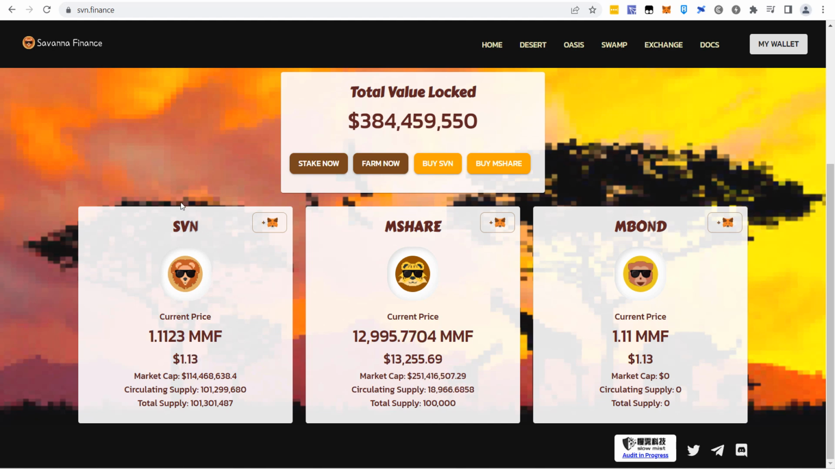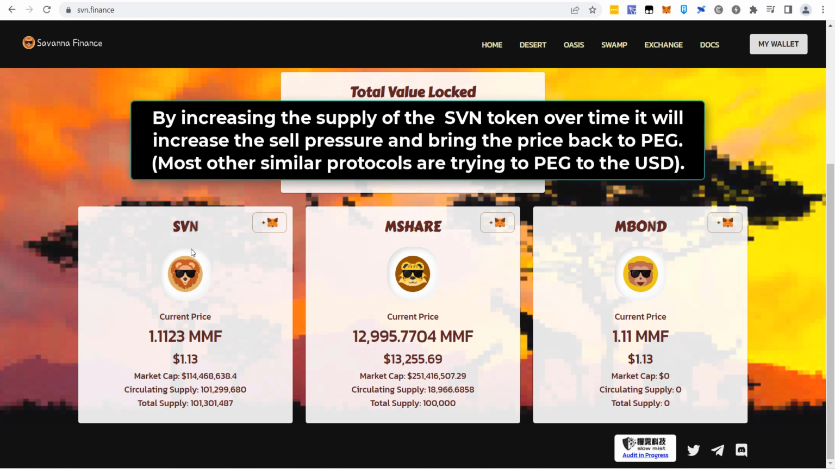So you have the SVN token, which is designed to be pegged to something. Most often they peg to a dollar, by the way, but in this case it's pegged to another cryptocurrency, which is unique. But SVN is pegged to MMF. Right now it's overpegged. They have to expand the supply of the token. But what do they do? They don't just dump it on the market. That's not going to work.